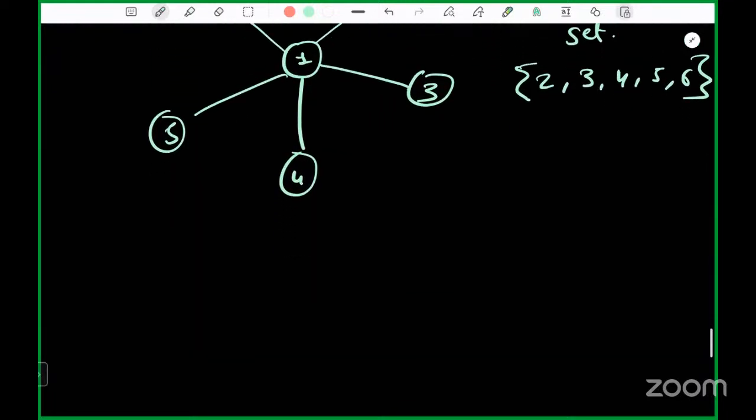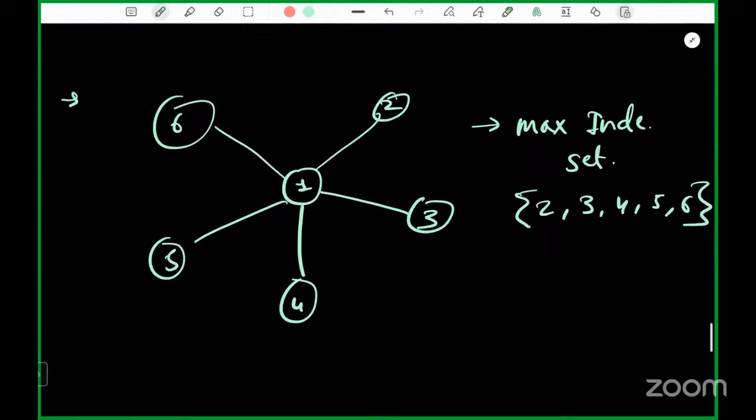For the maximum independent set when you are talking about 2, 3, 4, 5, 6, the inward degree is not counted, is it? Yes, it's a bidirected graph. See, if you select 1, then you cannot take any other vertex, because every other vertex is adjacent. So selecting 1 is a bad idea. The obvious choice is to select 6, 5, 4, 3, and 2. Those are the nice choices.